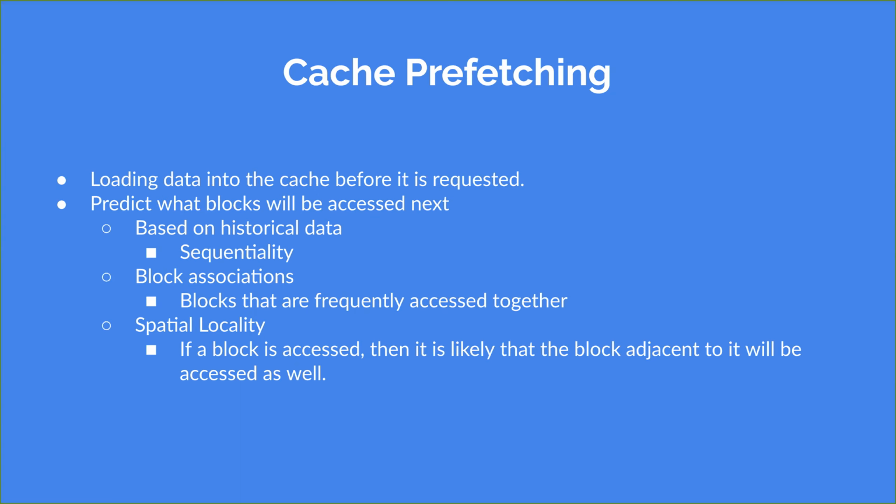When you want to prefetch something, it means that you are getting it before it is being requested. Similarly, in a cache, before a request for data comes, we are loading the data into the cache. Based on historical data, it can be sequential, or based on block association, it can be blocks that are frequently accessed together, or it can also be spatial locality, where if a block is accessed, then it is likely the adjacent block to it will be accessed as well.